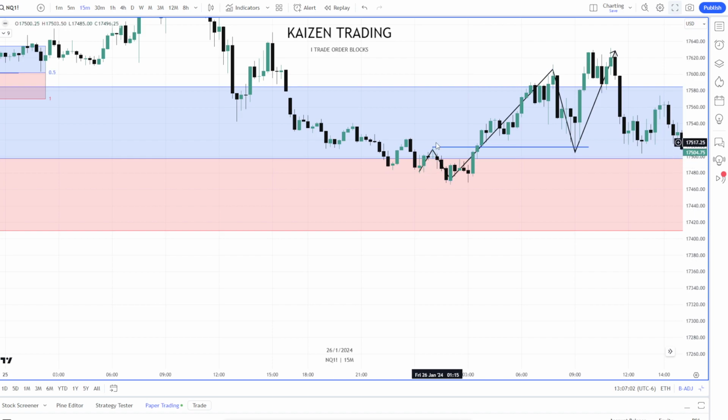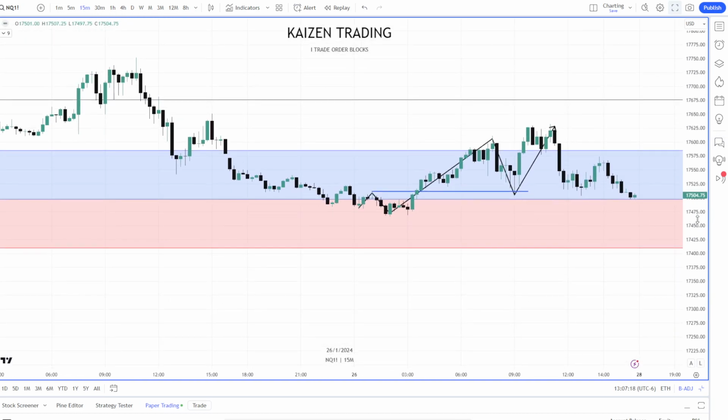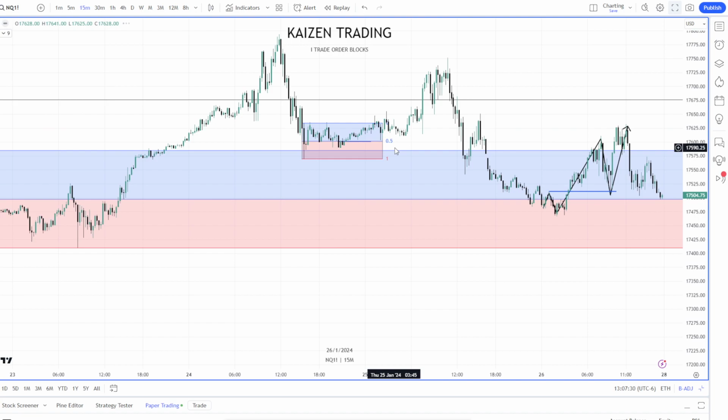A low, a high, that low gets ran. Price expands above this high, comes back down to it, and we can see that, and then expands above here. Now, the expansion was only into this order block, above this high, and there was nothing after that, no continuation, because overall price action is bearish.